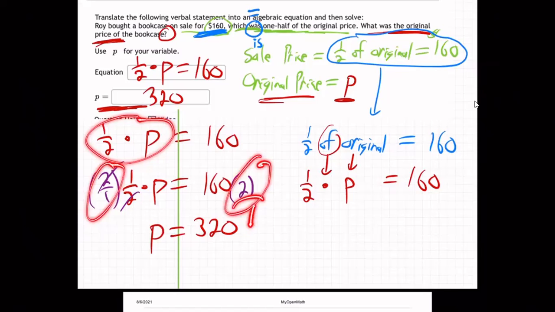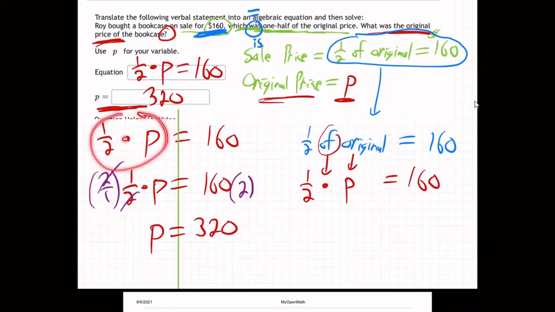I don't need the over 1 here because it's not a fraction over there. You with me? To get P alone, you have to get rid of that half. That half is multiplied. You can't subtract the half. It's not added. You have to get rid of it by multiplying by the upside down, on both sides. Cross cancels, and this is just 1P, which is just P. 2 times 160 is 320.